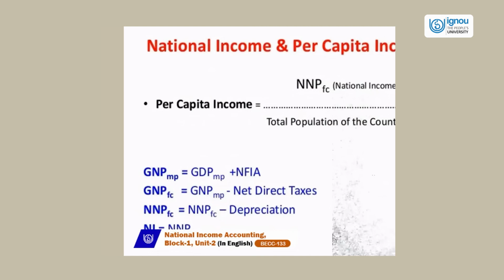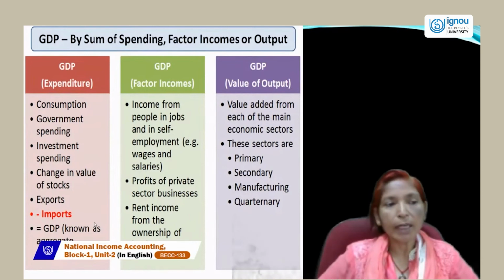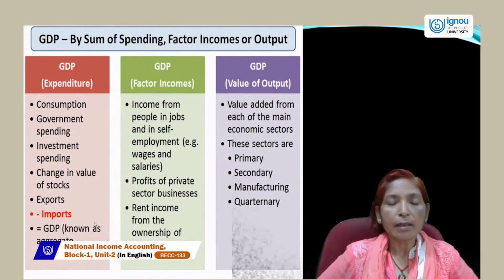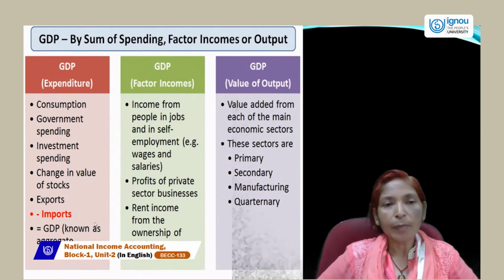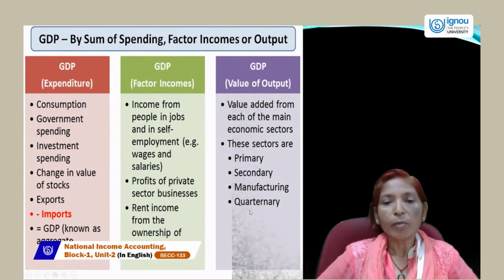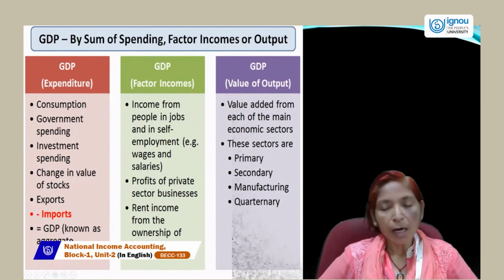Now next, there are three methods. In GDP by expenditure method, we take consumption expenditure, government spending, investment expenditure, and exports minus imports, then we can get GDP. And if we add all factor incomes in the form of rent, interest, wages, and profit, then we can estimate GDP by income method. And if we add the value added from each of the main economic sectors like primary, secondary, and tertiary, then we can estimate GDP by output method.